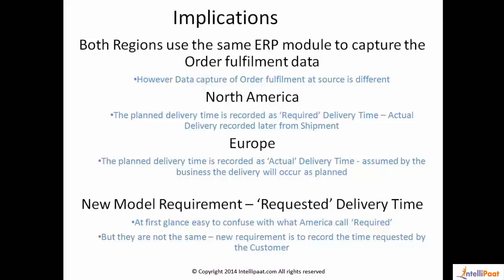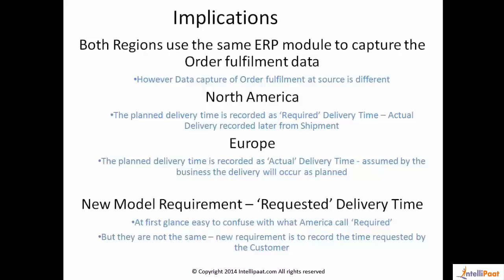Okay, so here in North America, the planned delivery time is recorded as the required delivery time. The actual delivery is recorded later from shipment, after the shipment is done. And in Europe what happens? The same planned delivery time, the same concept, is recorded as the actual delivery time, right? So in Europe the business assumes the delivery will occur as planned. North America believes delivery happens only after shipment is done. Europe says if the planning is done, the delivery is done.